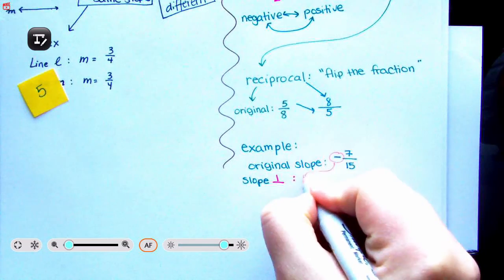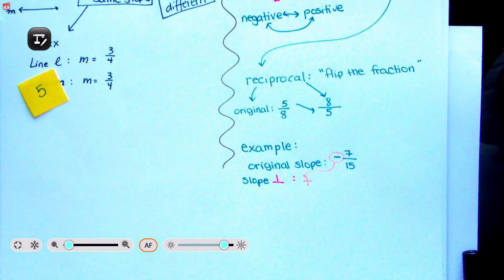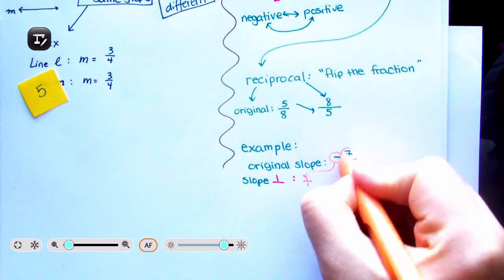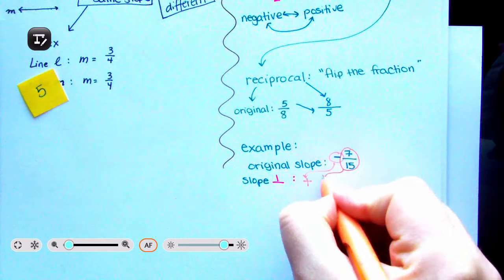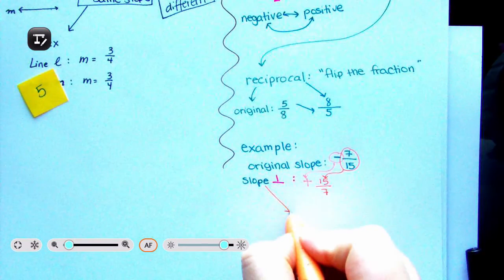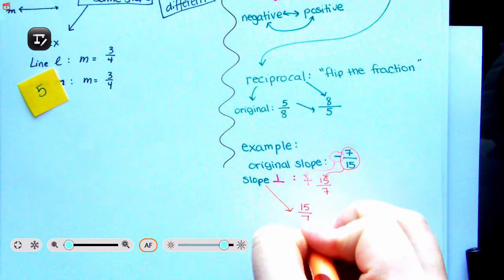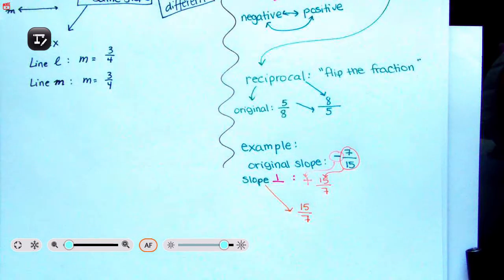So what's the opposite of your negative? That is a positive. What is the reciprocal of 7/15? Again, that means you flip it. So 15/7. So your perpendicular slope is positive 15/7.